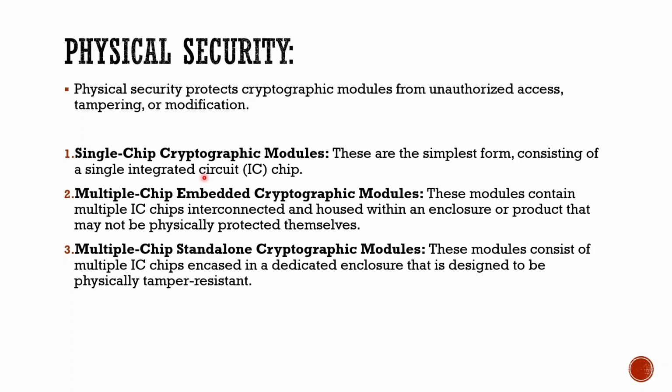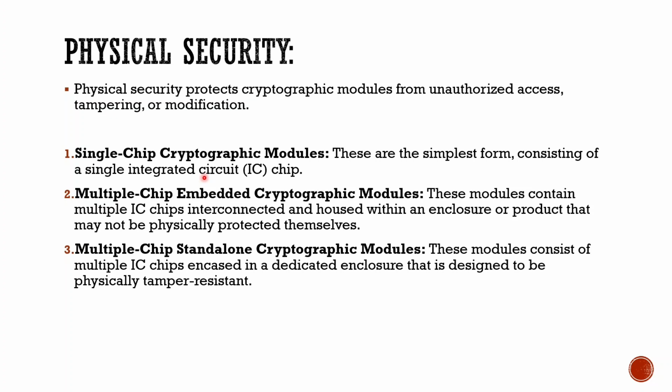Multiple chip embedded cryptographic modules. These modules contain multiple IC chips that are interconnected with each other, and they are housed within an enclosure, or within a product that may not be physically protected itself. These ICs are separated from one another, and they have their separate casings. Common examples include adapter cards, expansion boards that add additional cryptographic capabilities, etc.